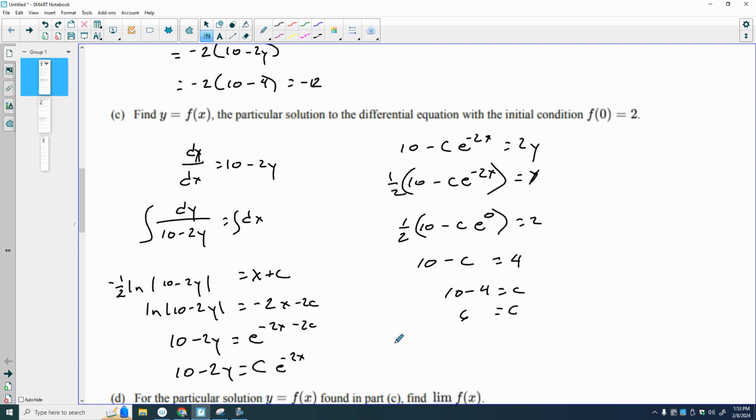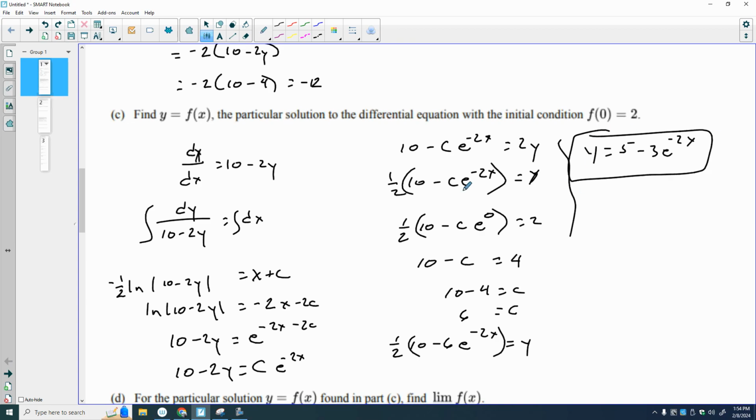Final equation. I'll leave the 1/2. 1/2 times 10 minus 6 e to the negative 2x equals y. And if I want to, I can say y equals 5 minus 3 e to the negative 2x, distributing it. If you're with us in class, that's a little different order than I did. I think I solved for c back up in here, but that's all right. Notice we get the exact same equation though. Okay, find the particular solution. Done. There's my answer. Make sure you highlight your answer so everyone knows what you found.